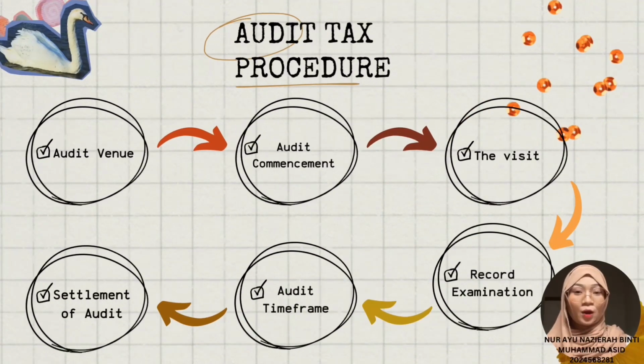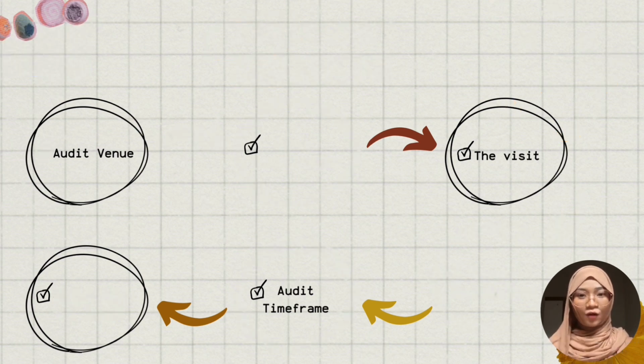So next is audit tax procedure. The first one is audit venue. Second one is audit commencement. Third is the visit. Fourth is record examination. Fifth is audit time frame. And the last one is settlement of audit.